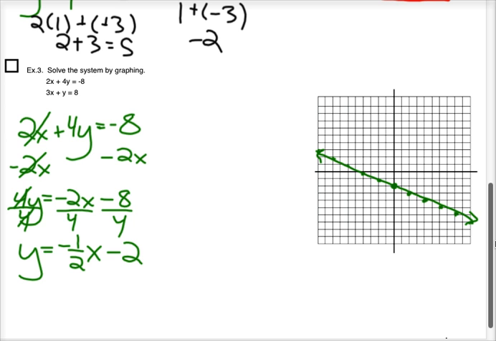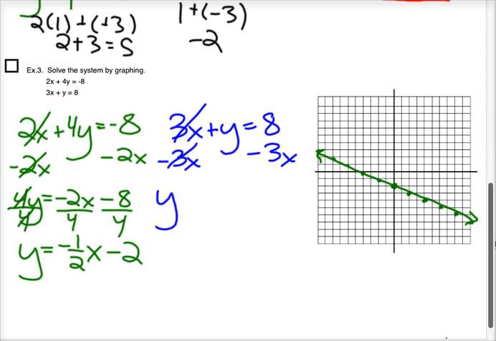My second equation, we have 3x plus y equals 8. So I'm going to subtract my 3x from both sides. So y equals negative 3x plus 8. So next goal, I'm going to plot that. So I start up at 8. 1, 2, 3, 4, 5, 6, 7, 8. Puts me up there.